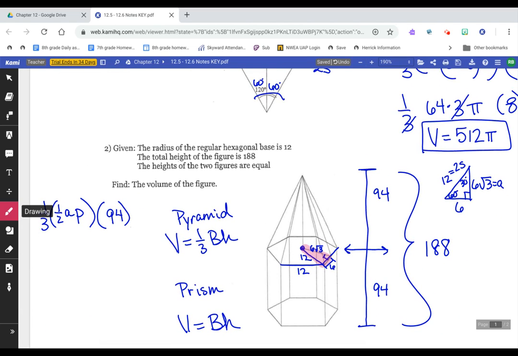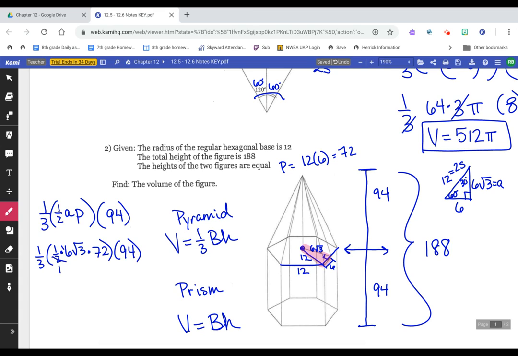So we have 1/3 times 1/2. The apothem is 6√3, and then the perimeter. Well, the perimeter is going to be, we'll do it up here, 12 times 6, which gives you 72. So that's times 72, and then multiply it by 94. Okay, so if we want, you can do a couple things to simplify.